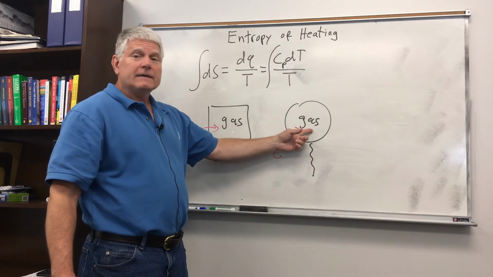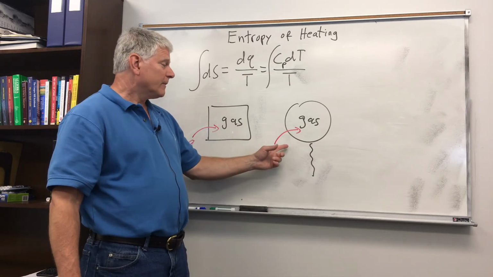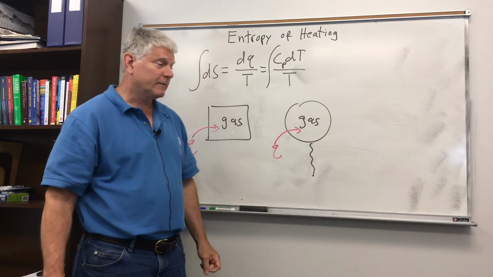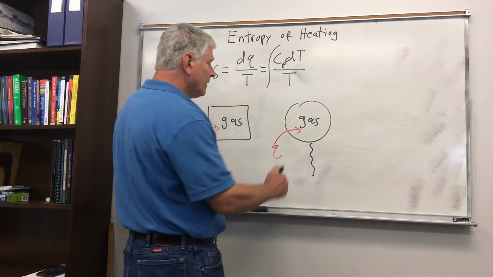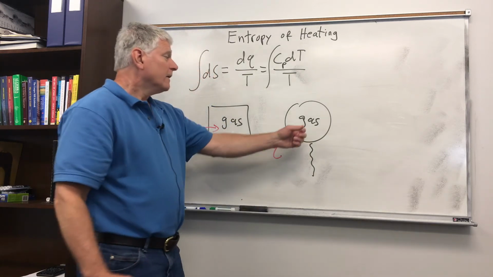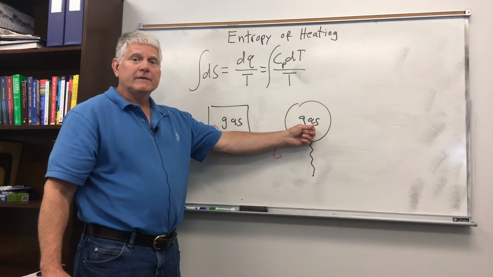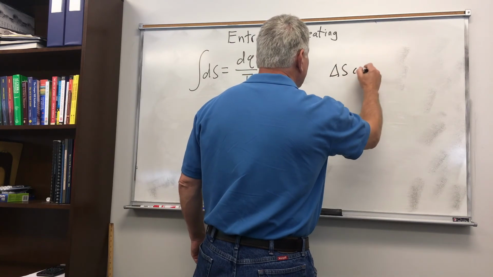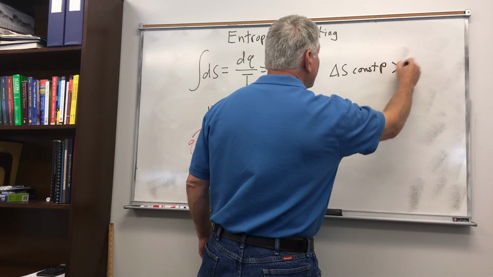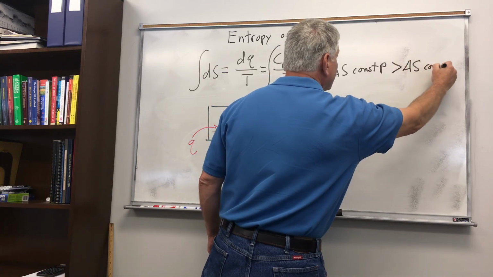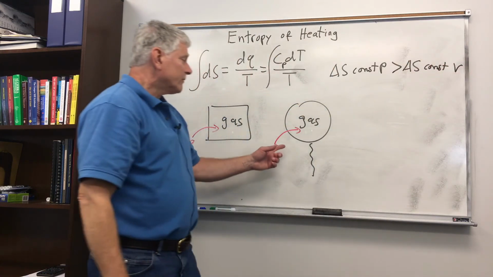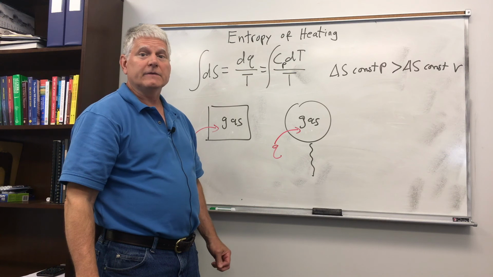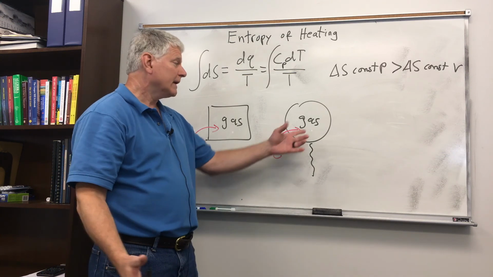So it takes more heat to get to the same temperature change, because some of the heat is heating the gas, some of the heat's being lost as work as the container expands. So we have to add a little bit more heat under constant pressure to have the same temperature change as we do under constant volume. So the entropy change at constant pressure will be greater than the entropy change at constant volume, because we had to add more heat at constant pressure to get the same temperature change, since some of the heat went to expanding the gas.